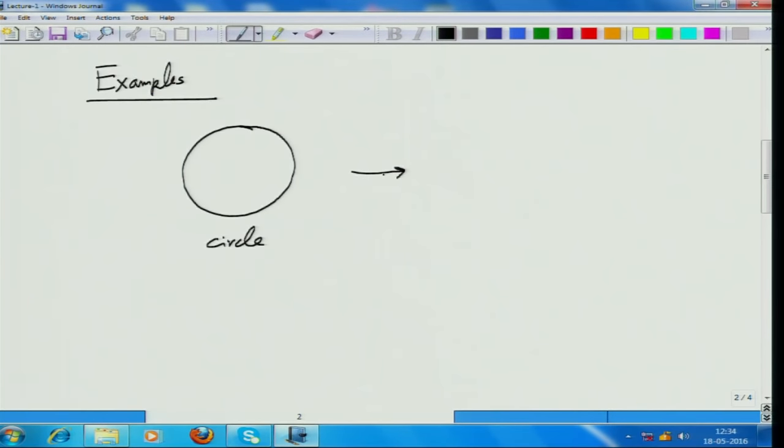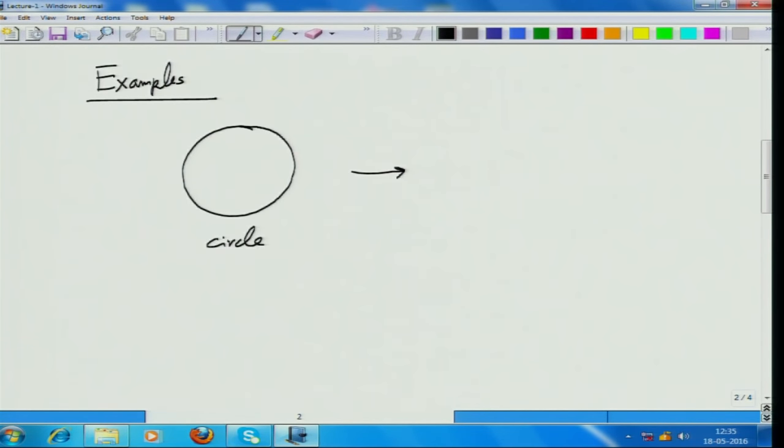Something that you've been using in the school, yes. So use compass. That's the geometric way of studying a circle. You draw circle lines and then see how they interact. That's what you did in the school.